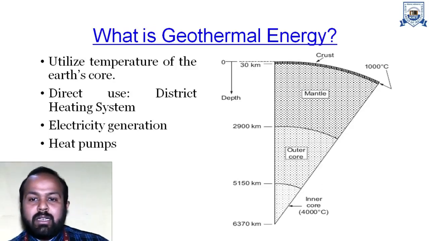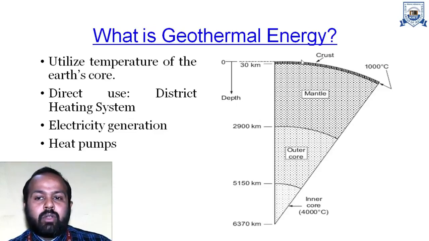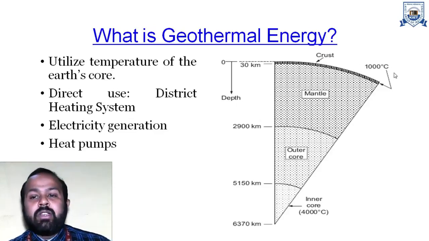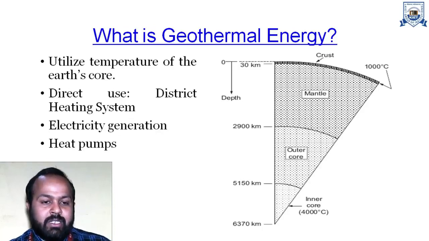Basically, this is the earth structure, and this is the inner core, this is the outer core, and this is the mantle. In the earth core structure, we find that whenever we go into the depth, the temperature is rising. The crust temperature is around 1000 degrees centigrade, then our inner core temperature is 4000 degrees centigrade. So the utilization of the earth's core temperature is considered as geothermal energy. It's basically used in direct district heating systems, electricity generation, and heat pumps.